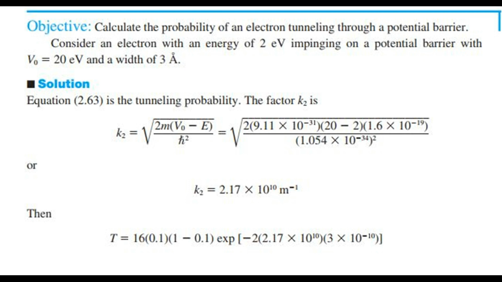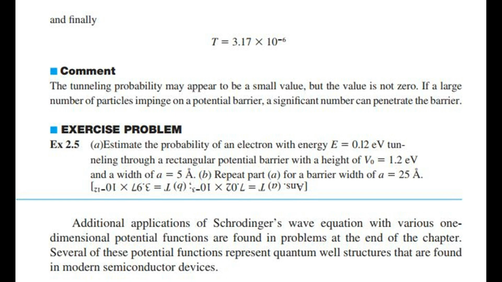Consider an electron with an energy of 2 electron volts impinging on a potential barrier with V0 electron volts and a width of 3 angstroms. Solution: equation 2.63 is the tunneling probability. The factor K2 is then. And finally, the tunneling probability may appear to be a small value, but the value is not 0. If a large number of particles impinge on a potential barrier, a significant number can penetrate the barrier.